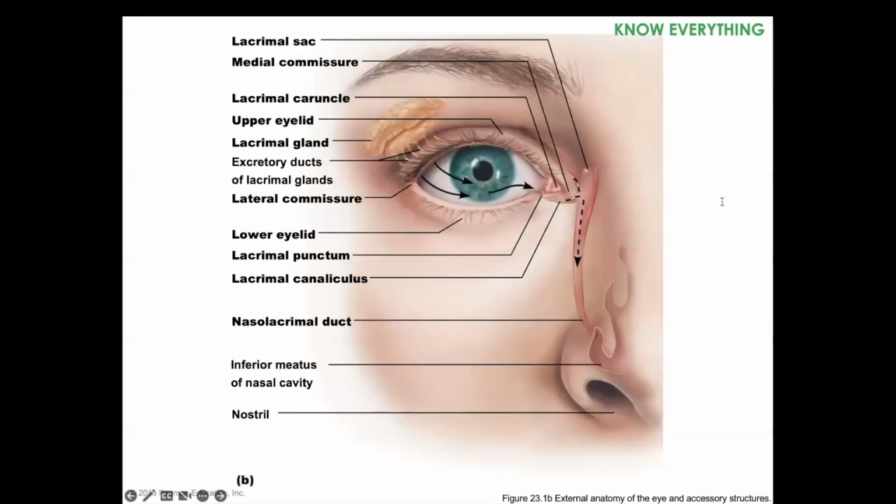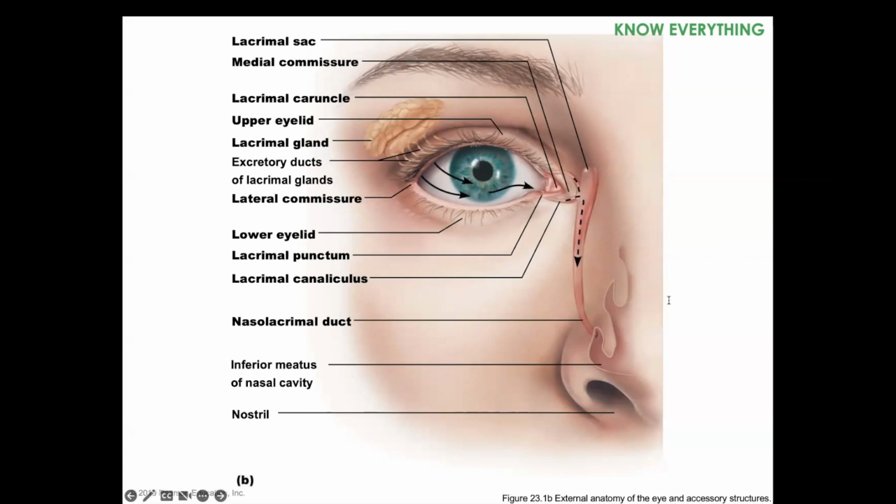Here's another view of the exterior of the eye. Specifically, here we are looking at our lacrimal areas. The lacrimal glands secrete lacrimal fluid. The lacrimal fluid will flow across the eye into the lacrimal canaliculus and then the lacrimal sac, and eventually down the nasolacrimal duct and into the nose.